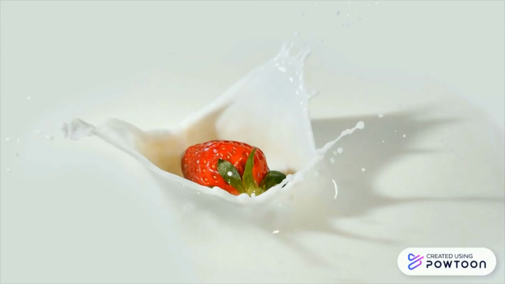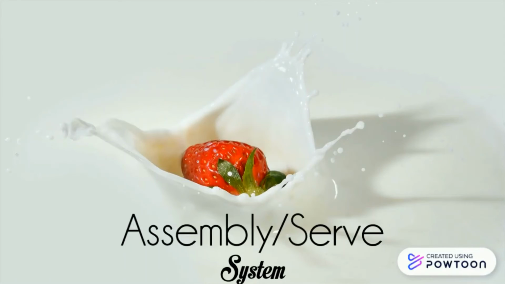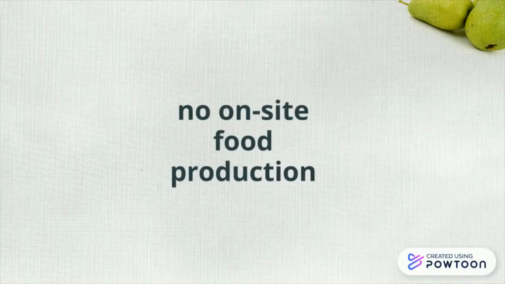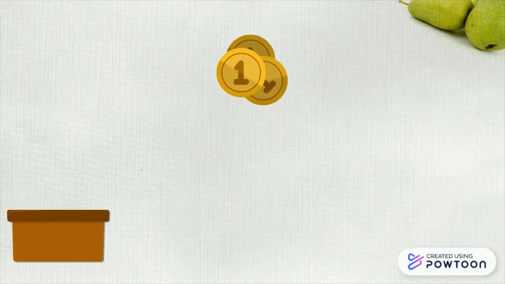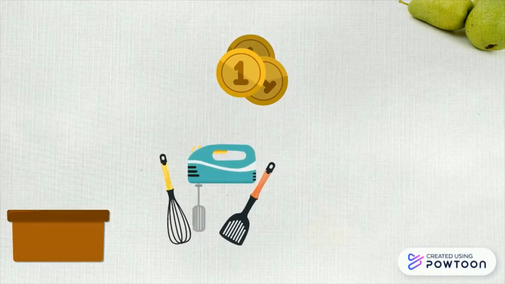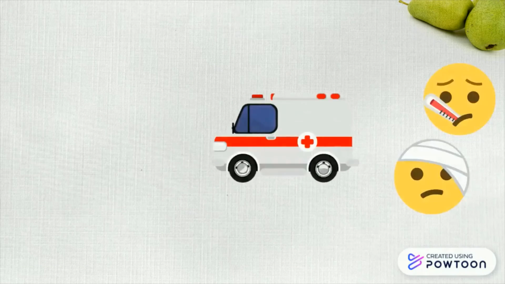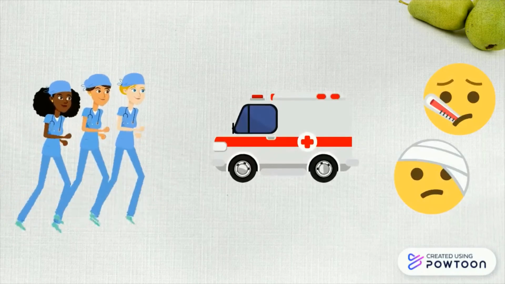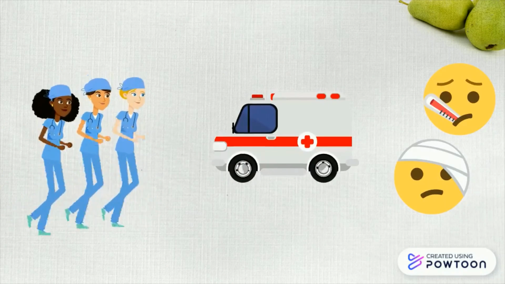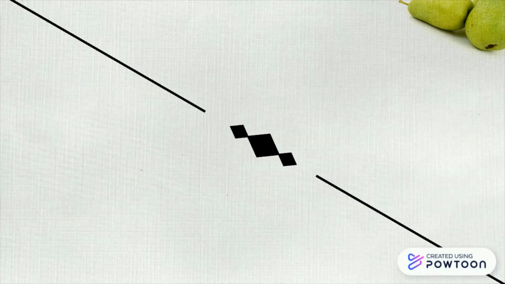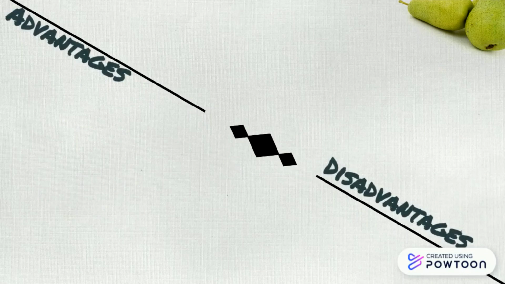We now move on to the last type of food service system, which is the assembly serve system. This system requires no on-site food production. Fully prepared foods are purchased and require only storage, final assembling, heating, and serving. The primary users of the assembly serve system are hospitals, yet some healthcare institutions and restaurants also use it. Let's have a look at the advantages and disadvantages of this system.